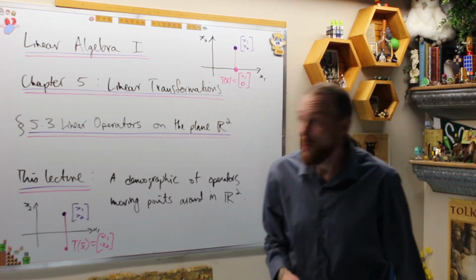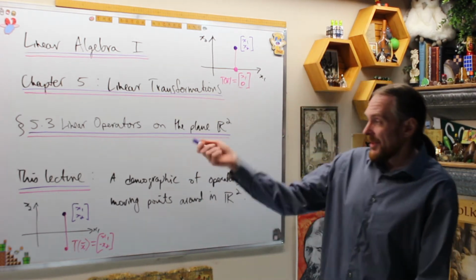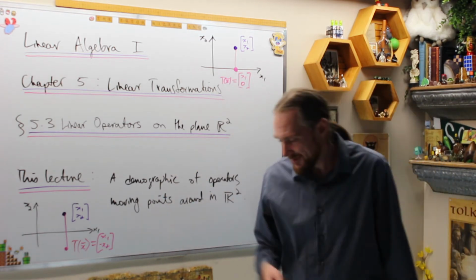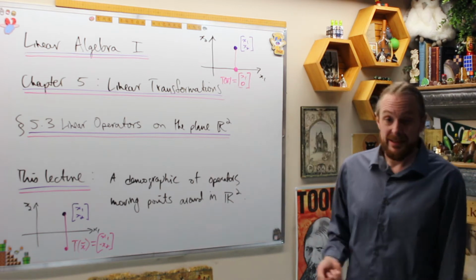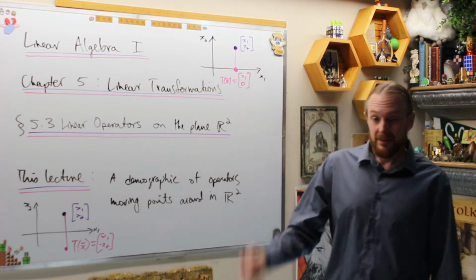We're doing Linear Algebra 1. This is Chapter 5, Linear Transformations. Section 5.3 is going to be linear operators on the plane R2. So we're going to give a giant demographic, which is essentially what we're going to do this lecture: a demographic of all the different types of linear operators moving points around in R2.